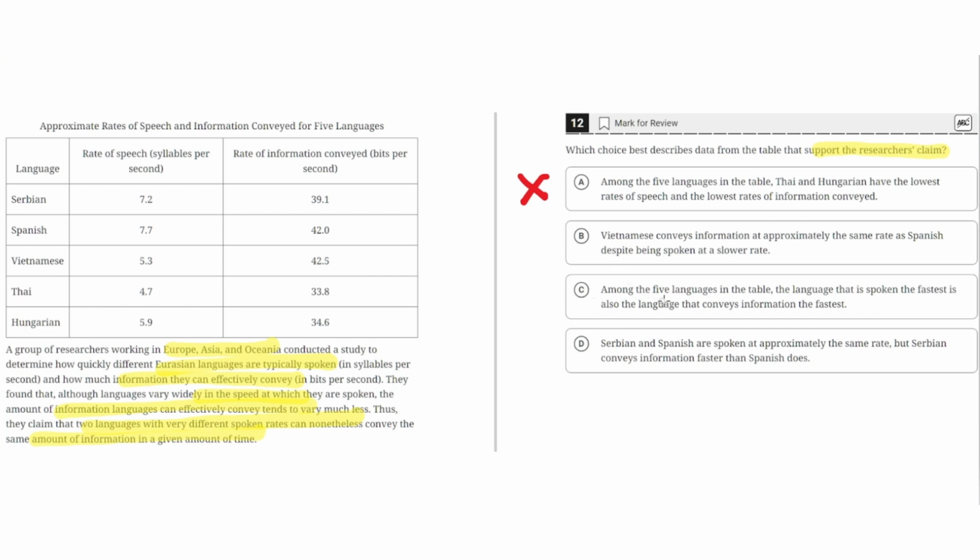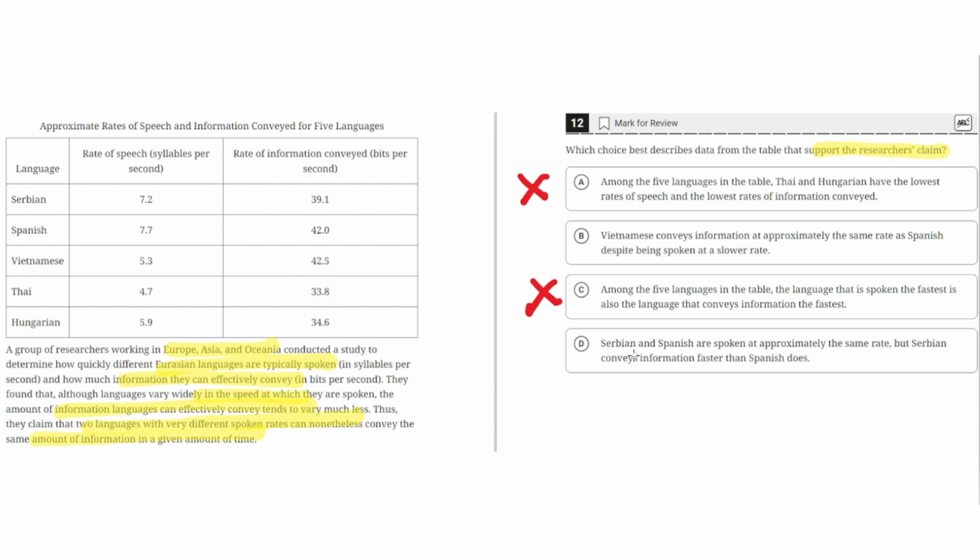C. Among the 5 languages in the table, the language that is spoken the fastest is also the language that conveys information the fastest. So let's check if this is true. So the language that conveys information the fastest is Vietnamese at 42.5, but it's spoken at 5.3. So this is incorrect because Spanish is spoken the fastest, but does not convey information the fastest. So C is incorrect because, like A, it doesn't use correct information from the table.